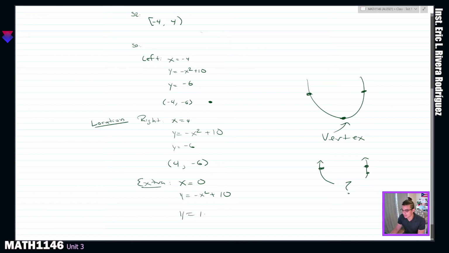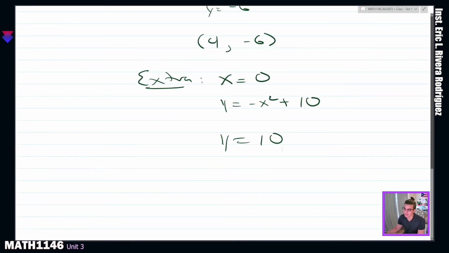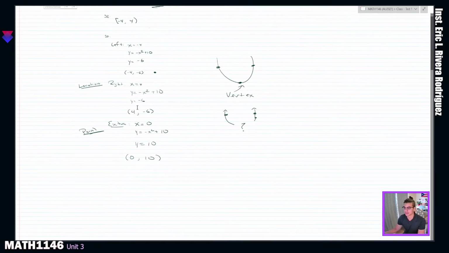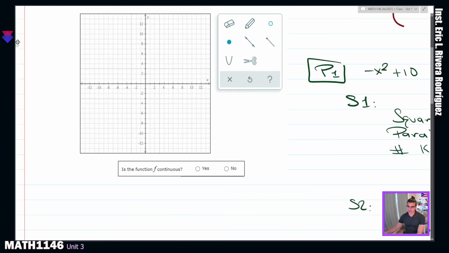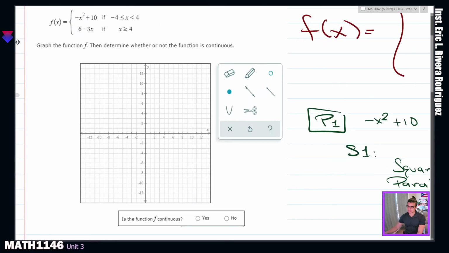From here, we got that y is 10, and then we got 0 and 10. And this is a point, okay? This is a point because it's within the parentheses, the boundaries. So the left side or the left boundary is a point. The location of the right boundary is a location, and the extra point, which is the vertex, is a point. And here is where things are going to get tricky.